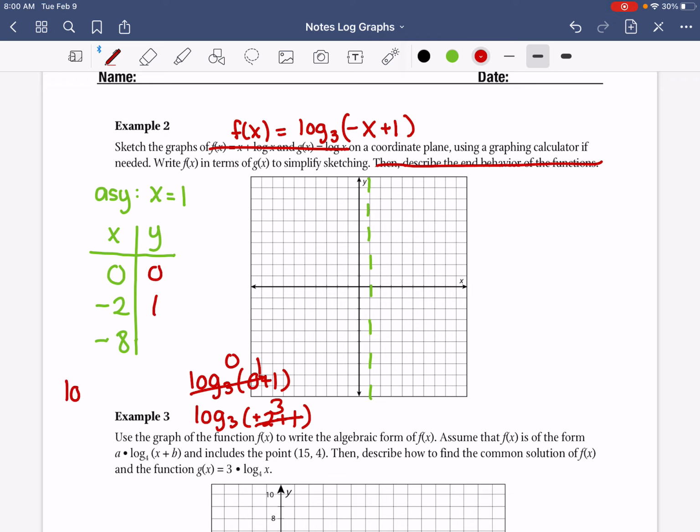Then I'm plugging in -8: log base 3 of -8 plus 1. So 8 plus 1 is 9. 3 to what power is 9? 2. So I plot my points at (0, 0), (-2, 1), and (-8, 2).